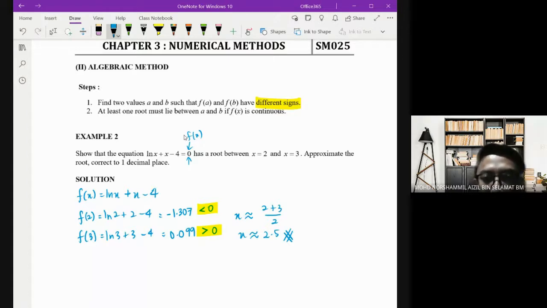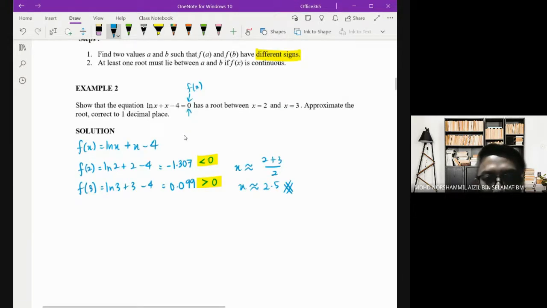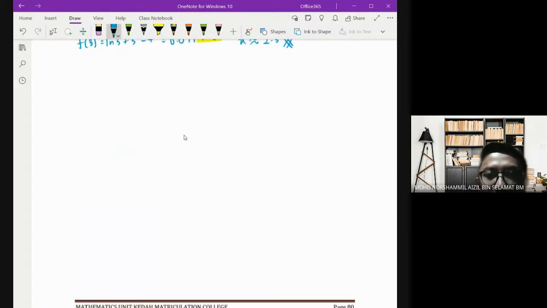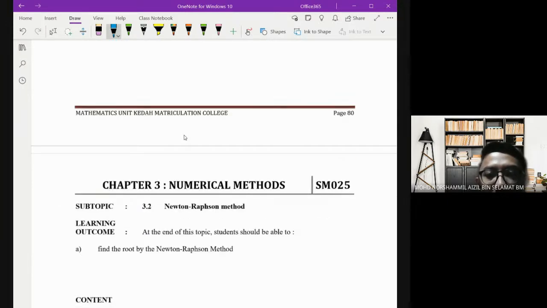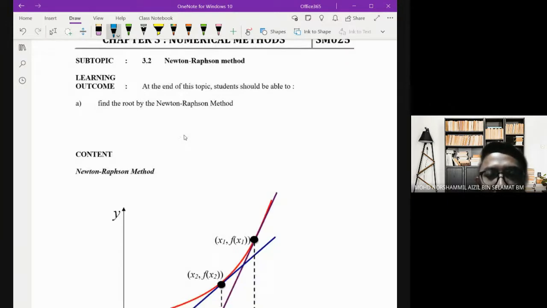Okay. So that's it. Done already with the graphical method and algebraic method. Habis dah first part. Chapter 3 ni sikit je. Dia ada 3 part saja. First part dah habis. Graphical method dengan algebraic method.